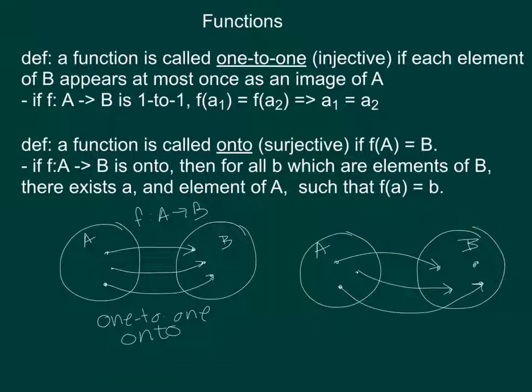So here we have another function. We can see that it is one-to-one because every element of B has at most one element mapping to it. In other words, there aren't two different elements of A mapping to the same B. So it is one-to-one.